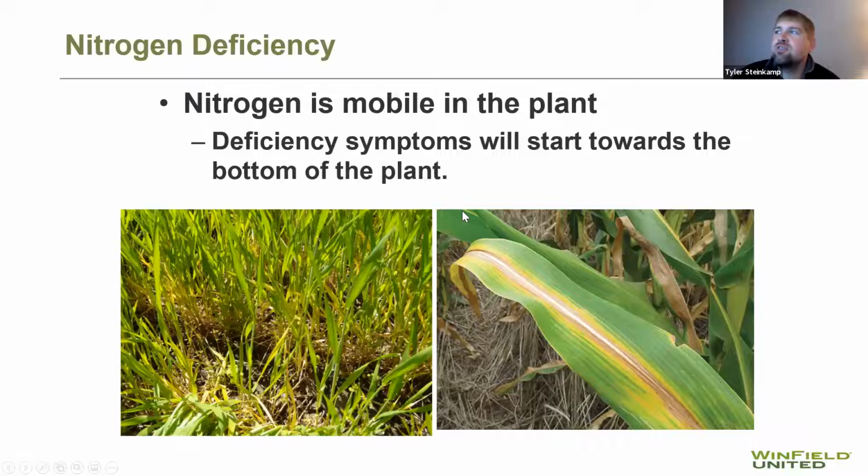Okay, nitrogen deficiency is really easy to see. Here's some on small grains or wheat, and then corn. You get that V-shaped pattern. We rarely see it on alfalfa or soybeans, but I have seen nitrogen deficiencies on soybeans, for example, that haven't nodulated. It's just not as common.